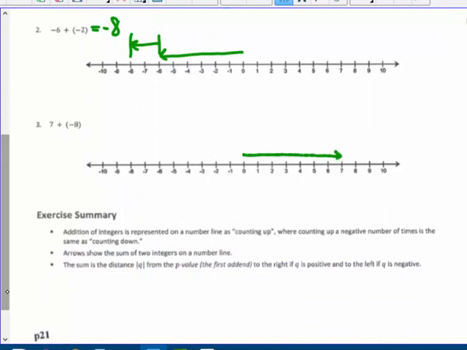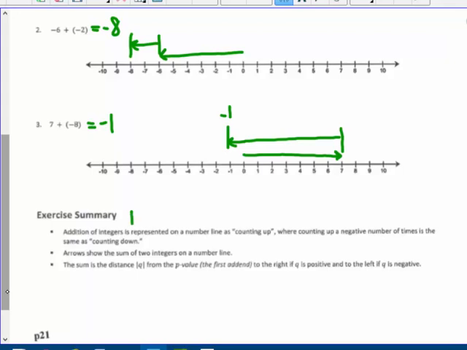Positive 7, I'm going to go to the right, plus -8. 1, 2, 3, 4, 5, 6, 7. That's opposites, which will get me to 0. And one more -8. This will give me a sum of -1.